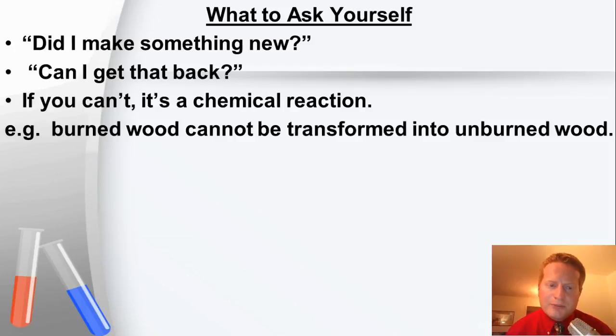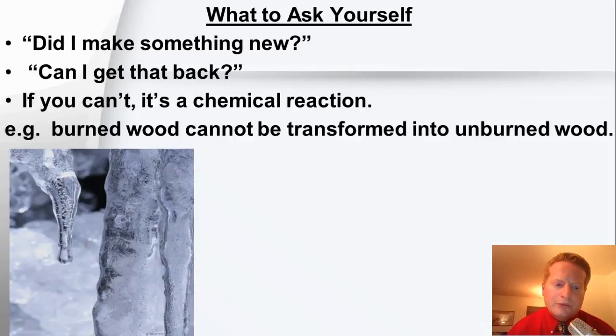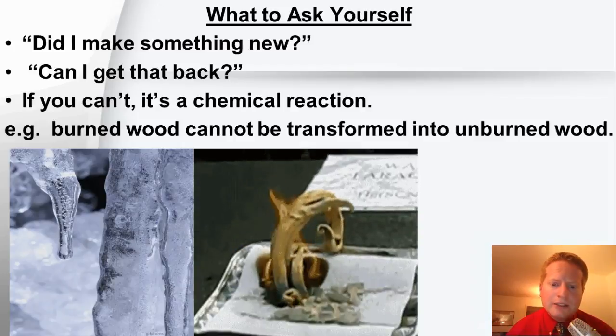Another really big one that helps a lot is to ask yourself, can I get it back? So if a chemical reaction has happened, you can't go backwards most of the time. And if a physical change has happened, you could get that back. So for example, if you burned wood, right? So burning wood counts as a chemical reaction because you're not going to unburn that wood. Or if you had ice melting, you could always refreeze that water, right? So you could get that back.